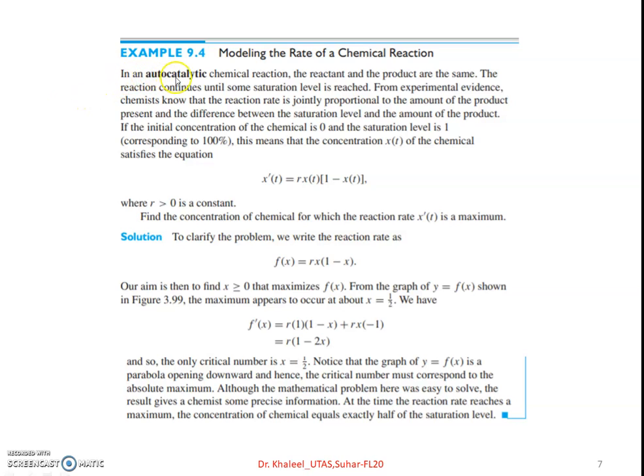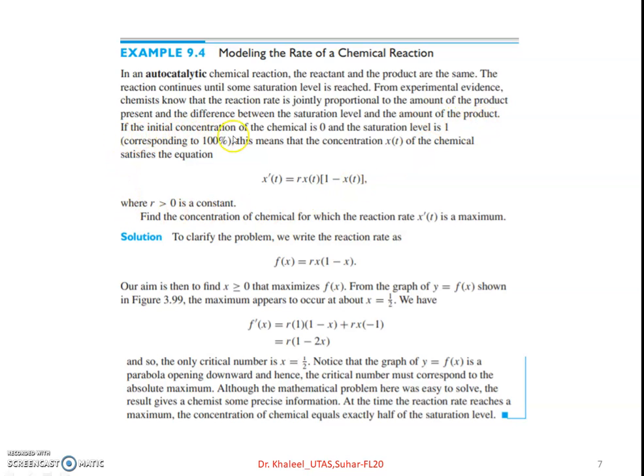In an autocatalytic chemical reaction, the reactant and the product are the same. The reaction continues until some saturation level is reached. From experimental evidence, chemists know that the reaction rate is jointly proportional to the amount of the product present and the difference between the saturation level and the amount of the product.